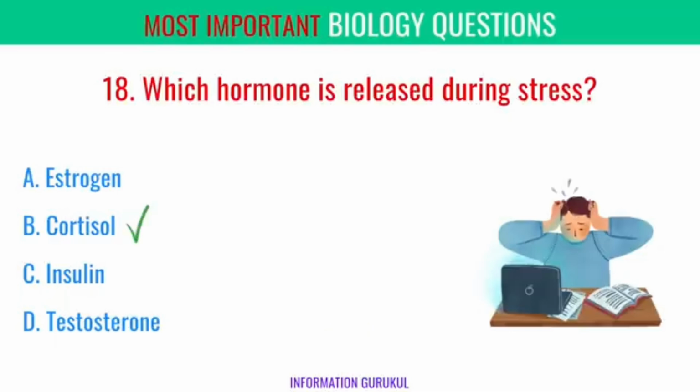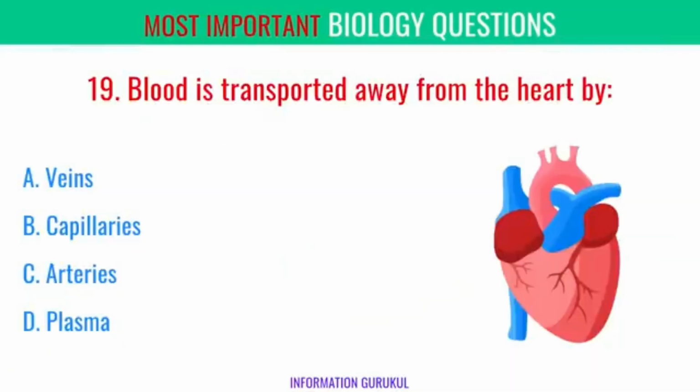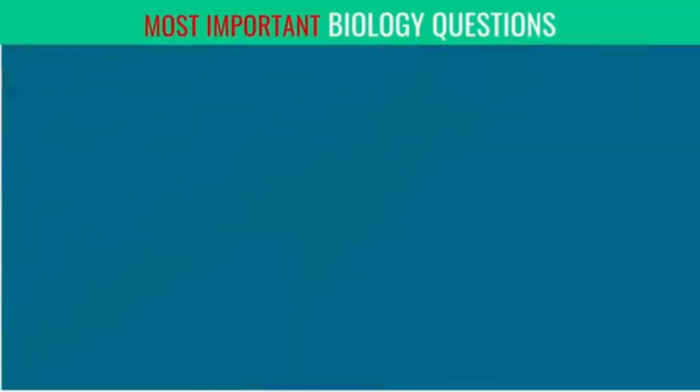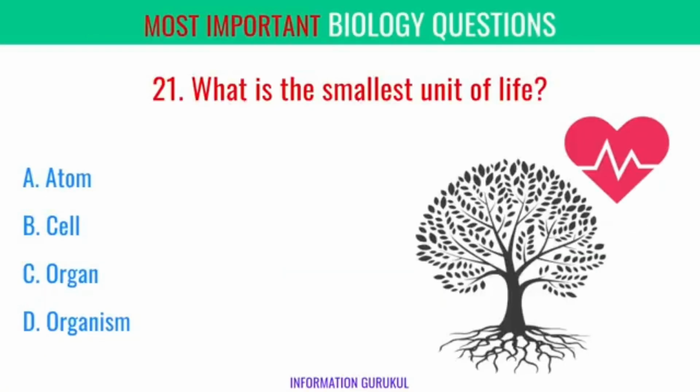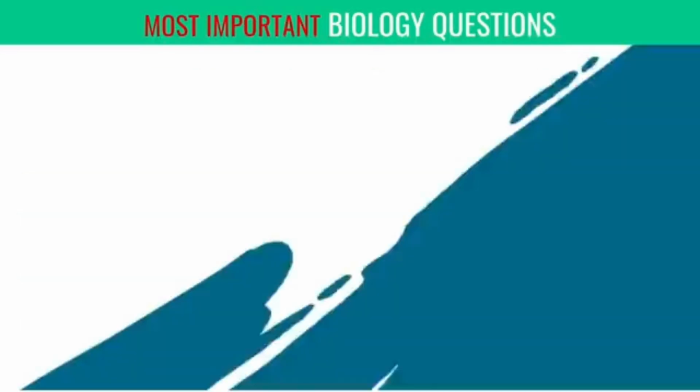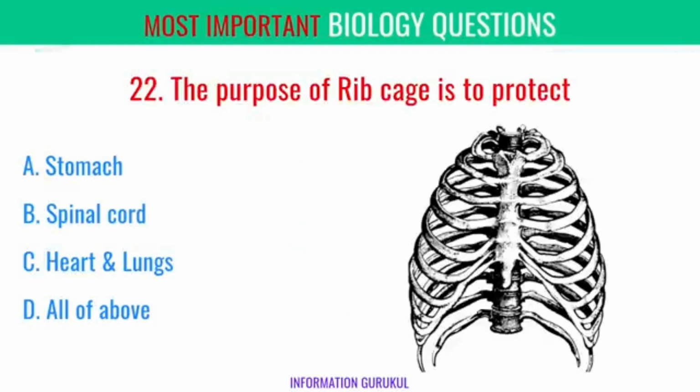Cortisol. Blood is transported away from the heart by arteries. Which gas is a waste product of cellular respiration? Carbon dioxide. What is the smallest unit of life? Cell. The purpose of rib cage is to protect heart and lungs.